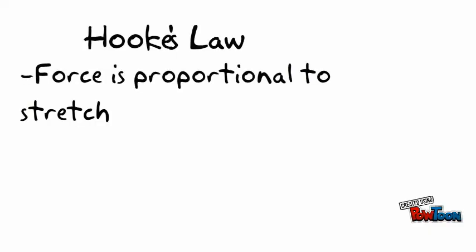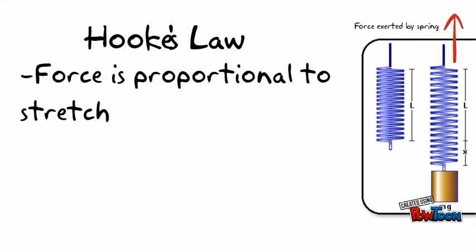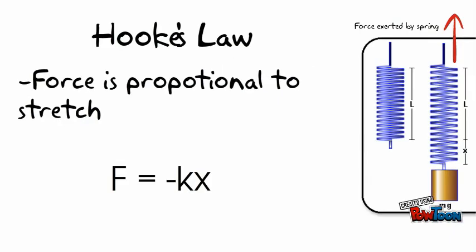To determine the force exerted by a spring, we use what is known as Hooke's law. The force a spring exerts on an object is directly proportional to the stretch of the spring and is in the direction opposite the stretch. This can be mathematically represented by the equation F equals negative kx, where again k is the spring constant and x is the stretch of the spring. Force in the equation is denoted as a capital F.